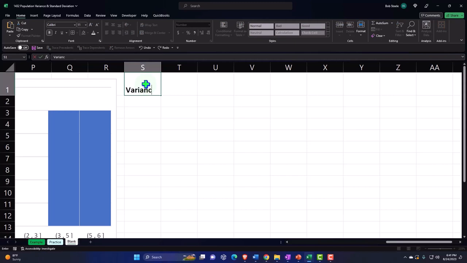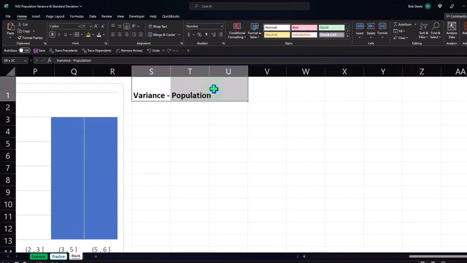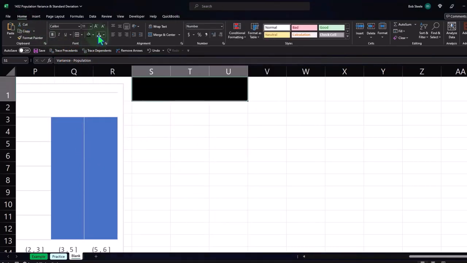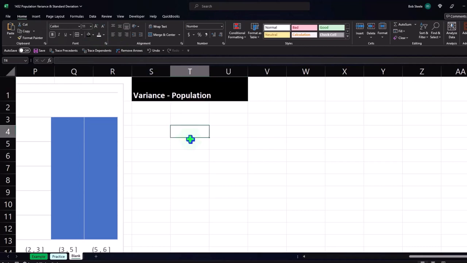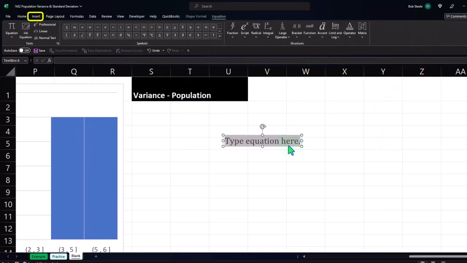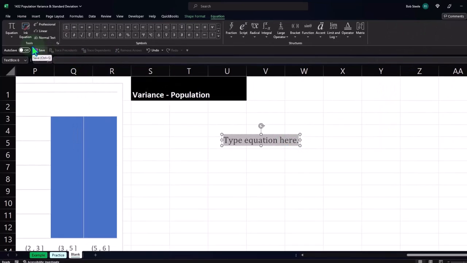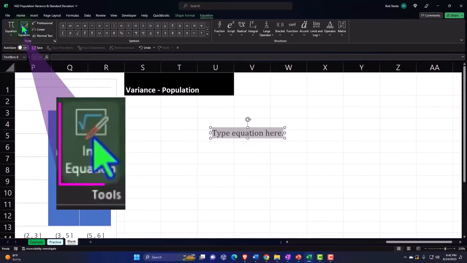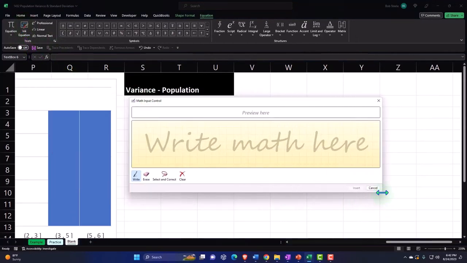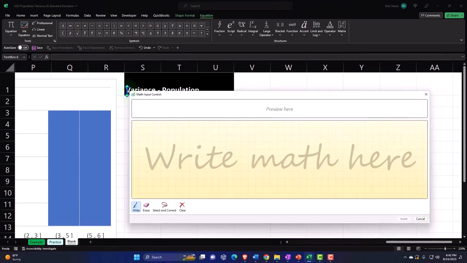All right, variance of the population. I'm going to do black and white on the header, home tab, fonts group, drop down on the bucket, making it black and white. And then let's add another formula. So I'm going to draw out the formula again by going to the insert tab, symbols and equation. So now we've got our equation item. I'm going to go to the tools now and then ink. I'm going to write in the equation with our little ink thing here. So let's see if we can write this in and see if it'll populate properly.